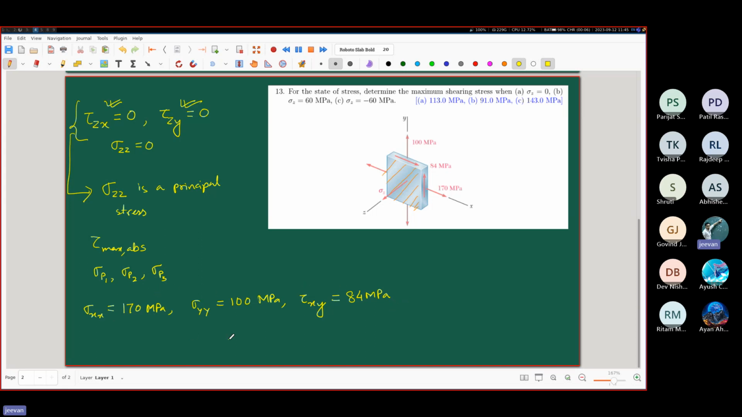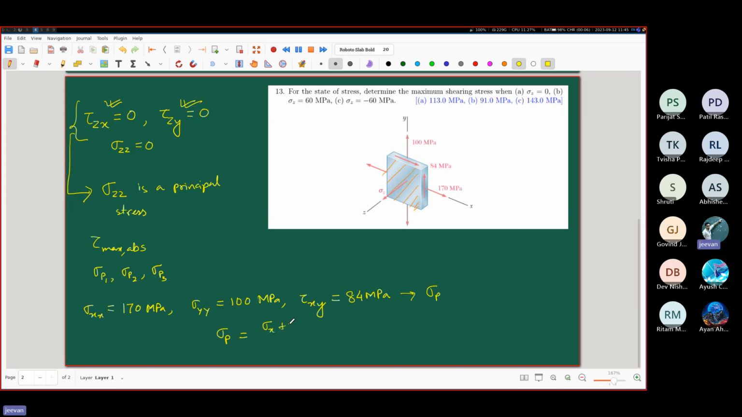So from these three pieces of information, can we not find two values of the sigma p? We can find that out. So all that you have to do is, for the principal stresses, we have to find the sigma p.